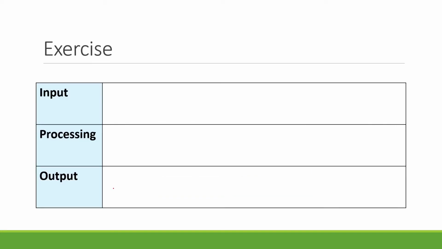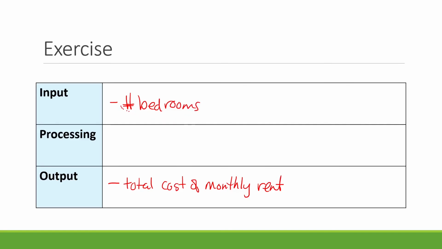Okay, so hopefully you had a chance to try the exercise. We'll start, as always, with our IPO chart. So in the output section, we want to know what this program's goal is, what it's supposed to output. So in this case, it would be the total cost of monthly rent. And what input do we need in order to determine the total cost? We would need to know the number of bedrooms. And how do we transform the input into the output? How do we take the number of bedrooms and use it to calculate the total cost?